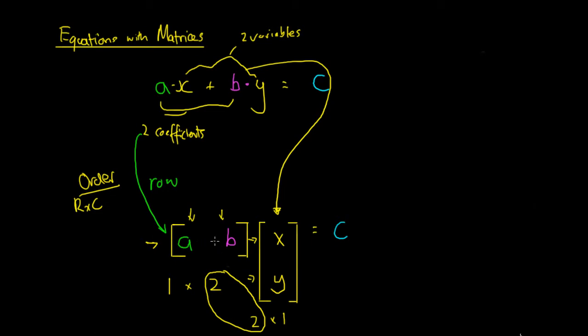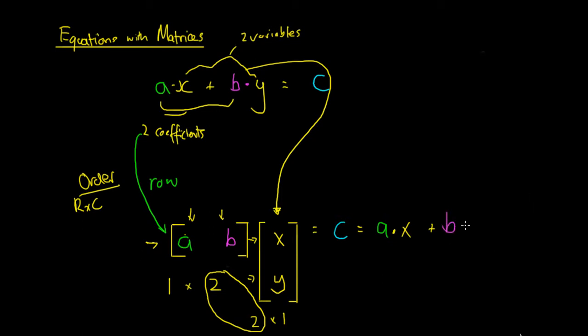So if we go ahead and multiply that, what we're going to see is when we complete this multiplication, we're going to get a multiplied by x, so that's going to be our first term. So a multiplied by x, so we take the first term in the first column in the first row, and then we multiply it by that first term in our first column in our second matrix. Then we're going to add to that b multiplied by y.